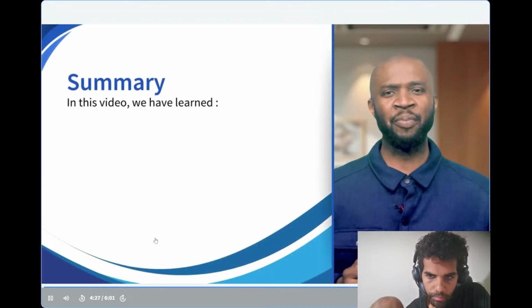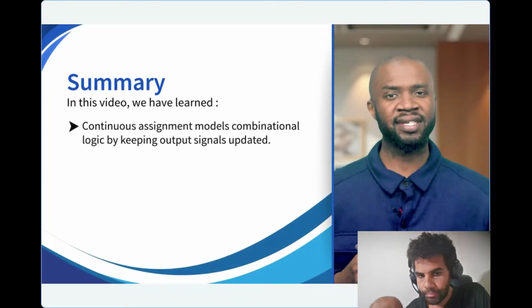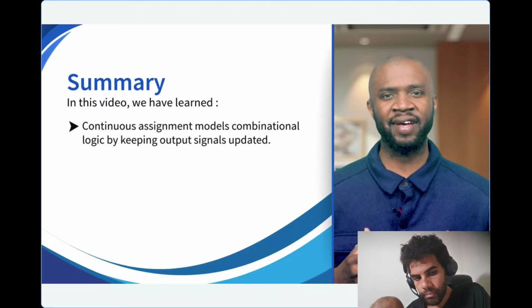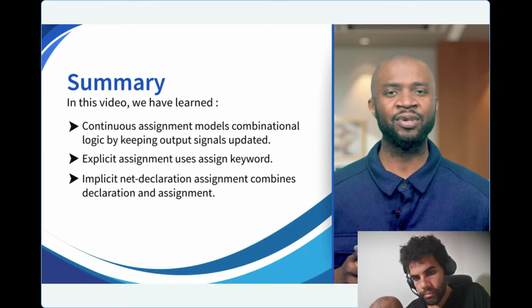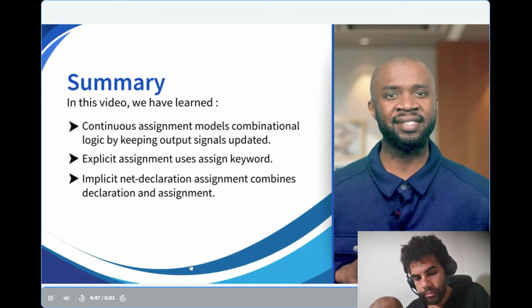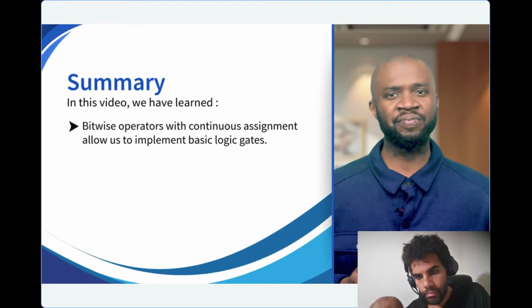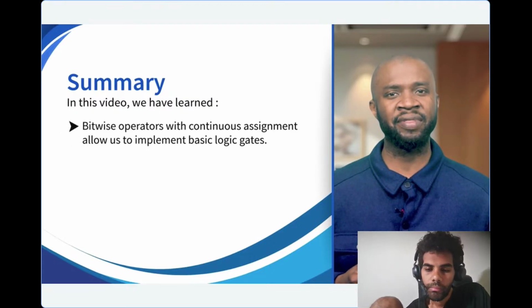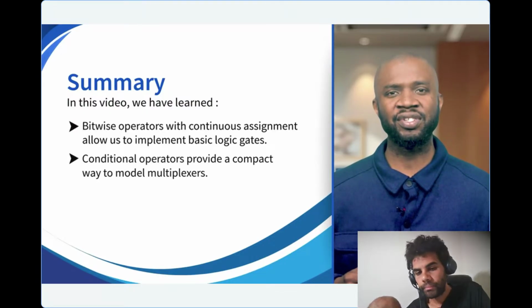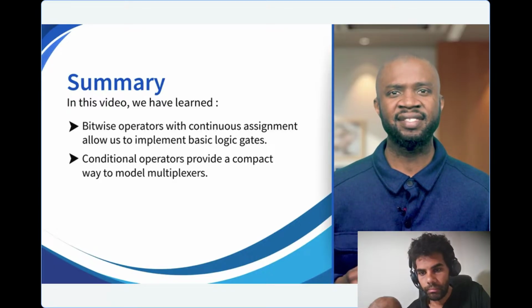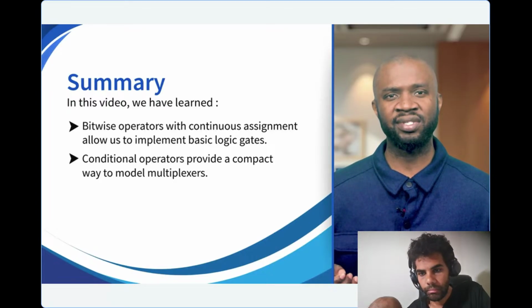Let's do a quick recap of the key learnings from this video. Continuous assignment models combinational logic by keeping output signals automatically updated whenever input expressions change. Explicit assignments use the assign keyword, while implicit net declaration assignments combine declaration and assignment in a single line for cleaner code. Bitwise operators with continuous assignments let you implement logic gates like AND, OR, NOT, and XOR. The conditional ternary operator provides a compact way to model multiplexers, selecting between inputs based on a control signal.